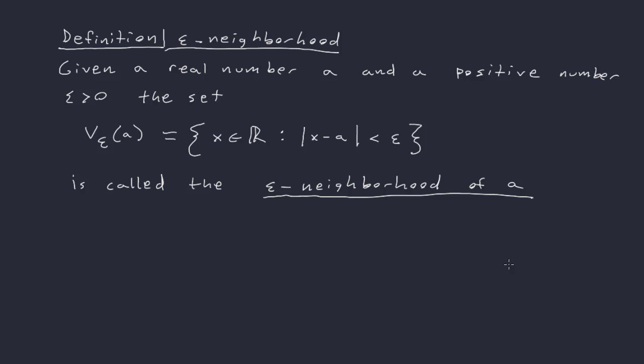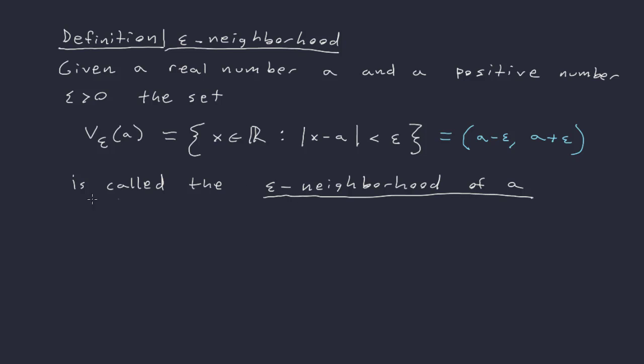To get going on this set definition for convergence of a sequence, we need a definition of what's called an epsilon neighborhood. Given a real number a and a positive number epsilon greater than 0, the set, which we call V_epsilon(a), so it almost looks like a function here, is the set of all x in the reals such that the distance between x and a is less than epsilon. What this set ends up being is actually an open interval, a minus epsilon to a plus epsilon. That's what this V_epsilon, or epsilon neighborhood, ends up being.